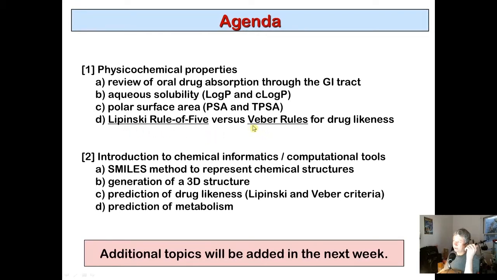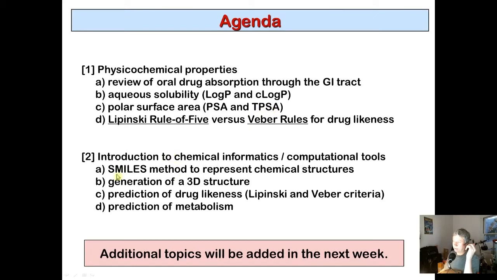There's also something called the Weber rules. These are both kind of competing rules. Lipinski happens to be a pretty well-established one. It's also pretty easy to remember, so we'll show some examples of that. Then I'm going to move into some computer tools, chemical informatics or computational tools, that, for one, let us figure out log P or C log P and also PSA, TPSA.